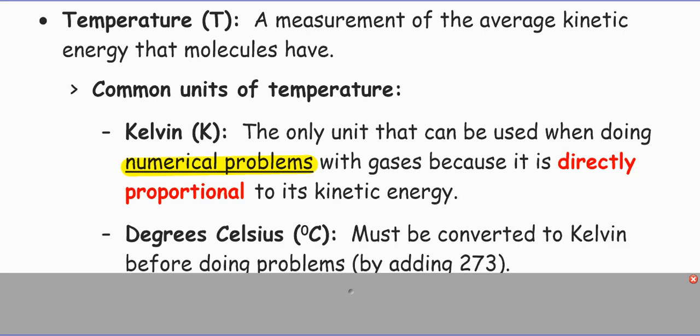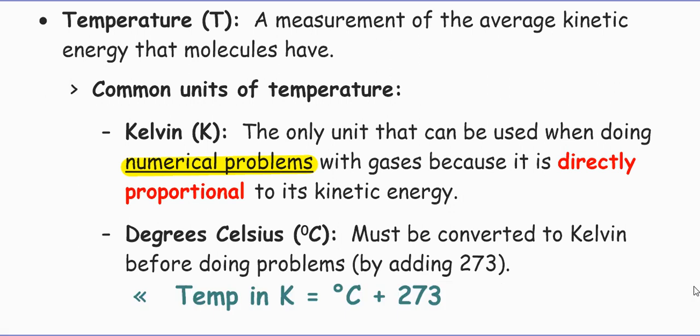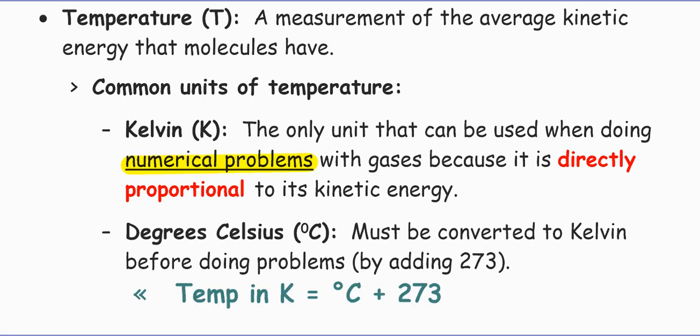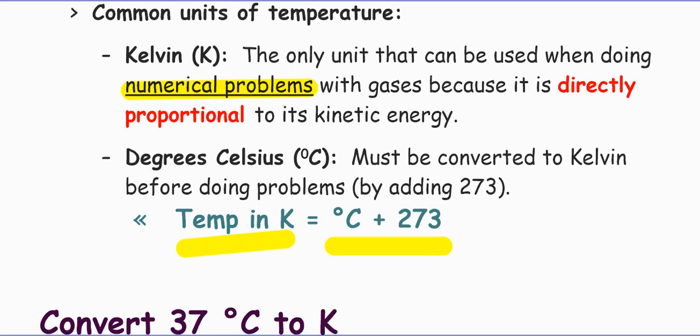Okay, now degrees Celsius is what our thermometers are going to measure temperature in, and I don't have any Kelvin thermometers, so we're going to have to convert it to Kelvin, and to do that we just have to add 273. So they're the same size unit, you just have to add 273, so no multiplying here. So temperature in Kelvin is equal to degrees Celsius plus 273.